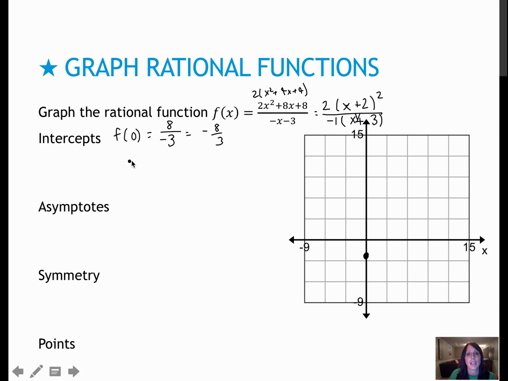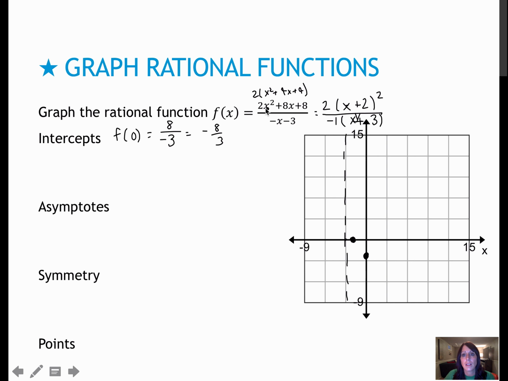For my x-intercept, I'm just going to look at the numerator. What values of x would make the numerator 0? That would just be negative 2. That's somewhere in here. So just at negative 2 is the only time that it would cross the x-axis. Now let's look at asymptotes. I've got x plus 3 on the bottom, so x equals negative 3 is an asymptote here.